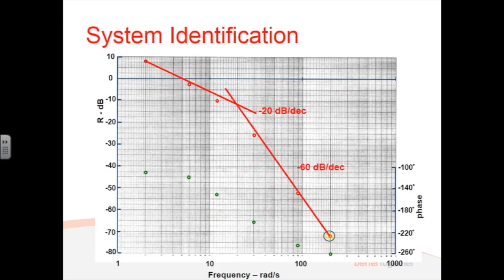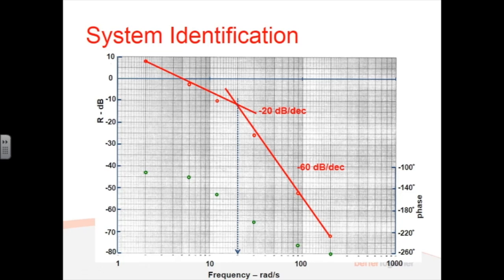Minus 60 is looking more like it. If I went up to minus 80, that would be rubbish as well. And those things intercept at a frequency of 20 radians per second. Okay, so based on what we've just done, my data is starting off with a slope of minus 20.